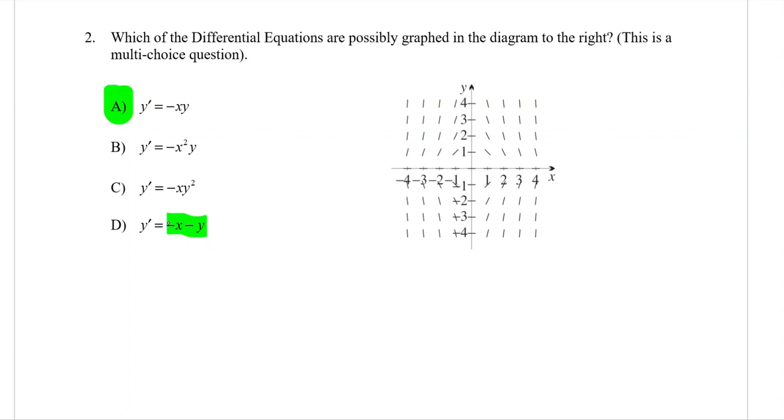So let's try another point then. Let's try the point 1, 1. Actually, that's not a good point because that one looks all right, almost. Let's try negative 1, 1. If I sub in x equals negative 1, y equals 1, I'd get minus minus 1, which is 1, minus 1, which would be 0. Does that look like a gradient of 0? No, so it can't work.